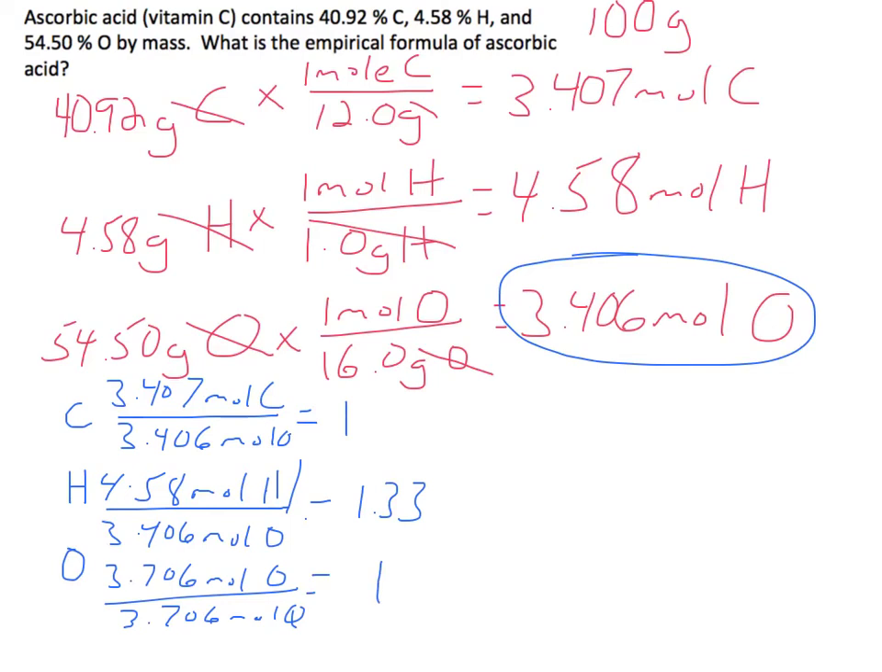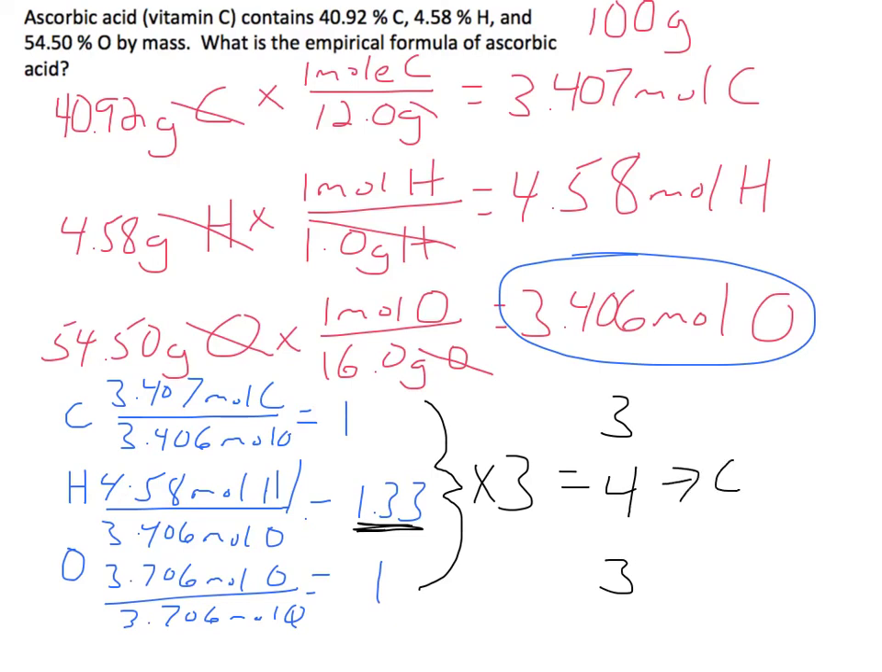Well, we can't have something that only has 1.33 for the empirical formula. And so if we multiply everything by the smallest whole number, we can then figure out what the empirical formula is. For this step, we're just going to multiply everything times 3, because 3 times 1.33 would be 4. And so now we have 3 for carbon, 4 for hydrogen, and 3 for oxygen. And so our empirical formula then is C3H4O3.